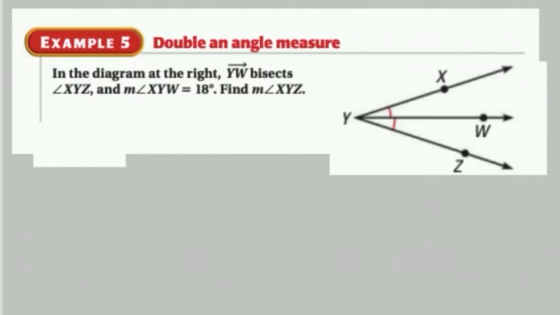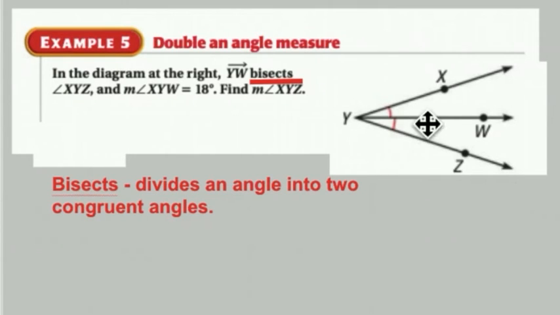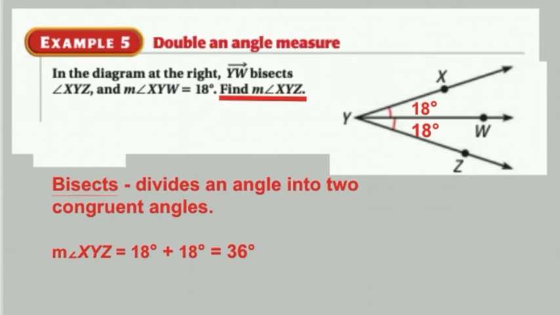For example 5, we are told that ray YW, right here, bisects angle XYZ. The word bisects means that it divides that angle into two congruent angles. We're also told that the measure of angle XYW is 18 degrees. That must mean that the angle WYZ is also 18 degrees. So, to find the measure of angle XYZ, I simply add 18 degrees to itself to get 36 degrees.